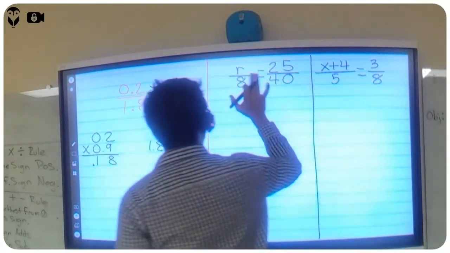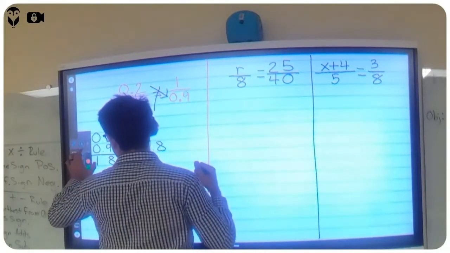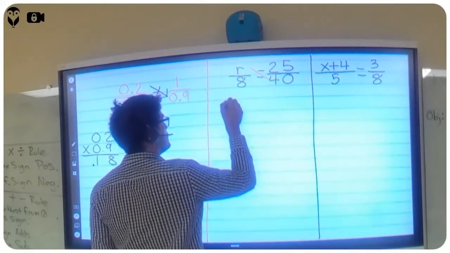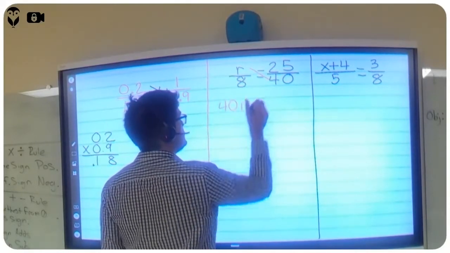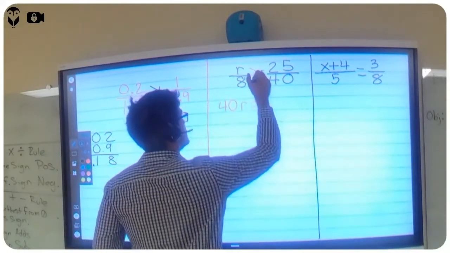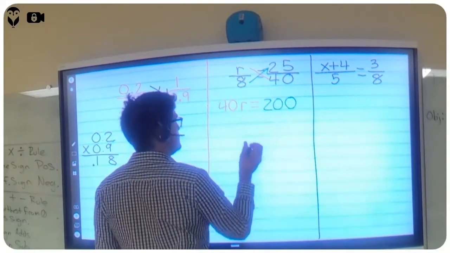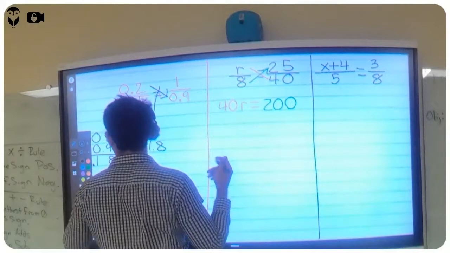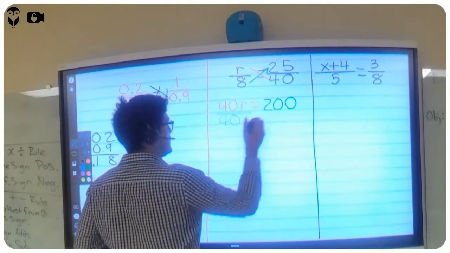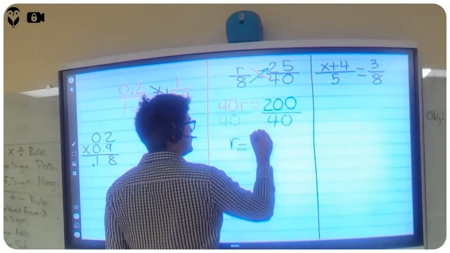Here, this one says they are equal, which means that if I cross multiply, they have to be equal to each other. So r times 40 is going to give me 40r. And 8 times 25 is going to give me 200. Then I have a one-step equation to do. I'm going to divide this side by 40. You can barely see that. And then divide this side by 40. And I'm going to have r equals 5.